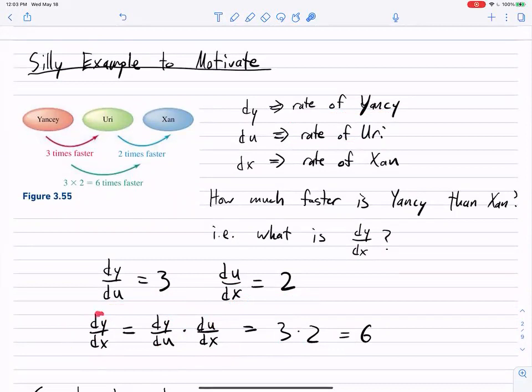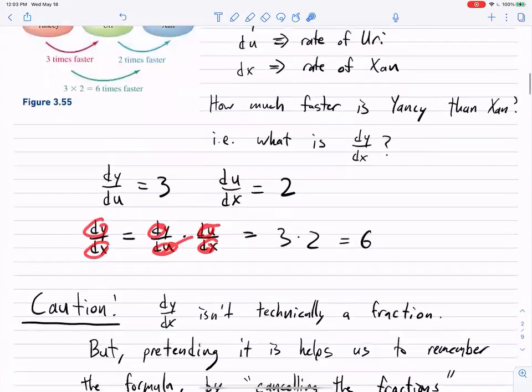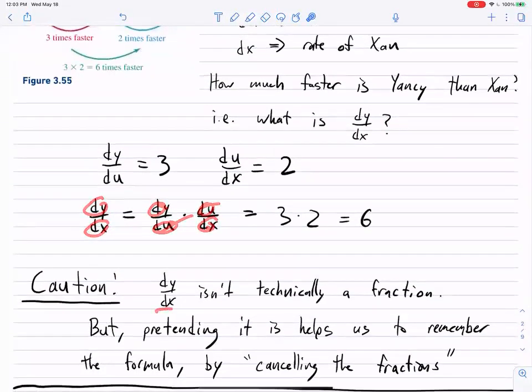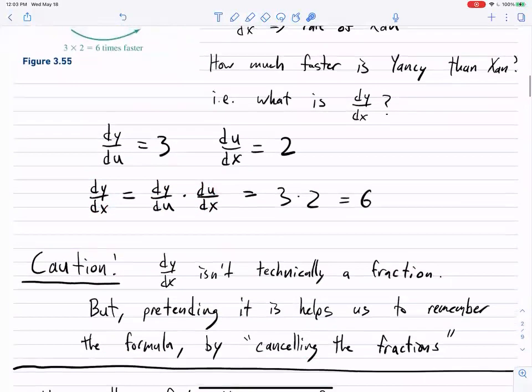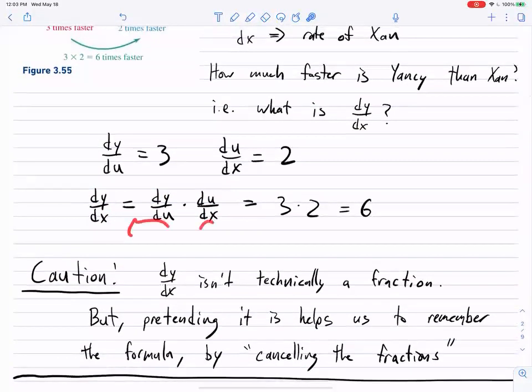And it almost looks like they're fractions that cancel, right? dy dx is dy over du times du over dx because the du's cancel. But caution, dy dx isn't technically a fraction. dy dx is a derivative. It is saying take the derivative with respect to x of y. But pretending it is a fraction helps us to remember the formula by canceling. So you can think about them kind of like canceling fractions, but remember they're not actually fractions, they are derivatives.